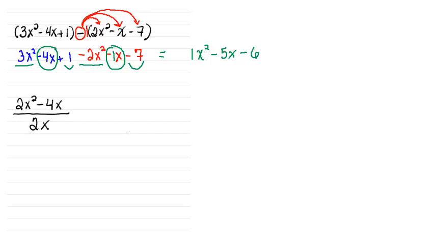To simplify the next one, it's just like all fractions, to tell you the truth. All fractions have to be simplified. We just have to remember some key things, like the 2x in the denominator here is actually a common denominator for each one of the terms up above. So it can actually be written like 2x squared over the 2x minus 4x over the 2x.